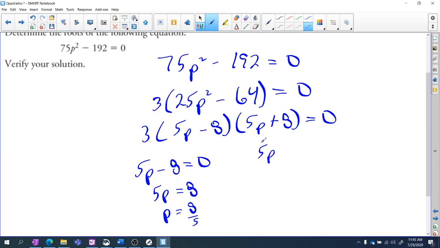Now do this one. Notice these aren't exactly the same, so it's not the same as the one we just did. 5p equals negative 8. I think many of you could have done that without writing it out, and if you can skip this and do it in your head, by all means you can. You don't have to show this. You can just write out your two answers if you wish. So those would be your two answers, 8/5 and negative 8/5.